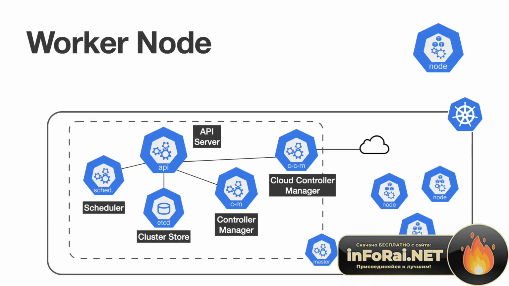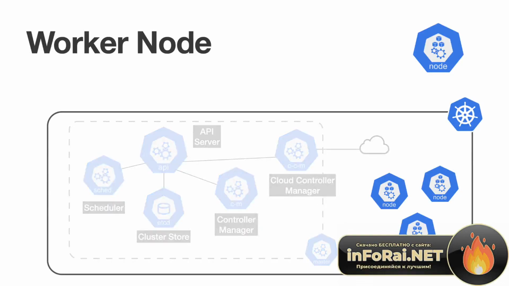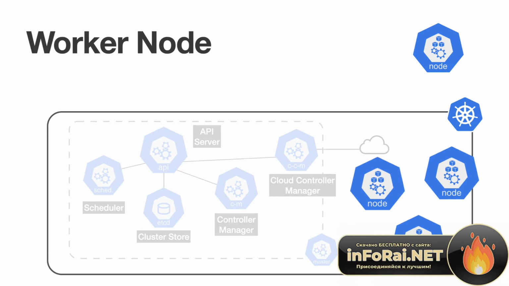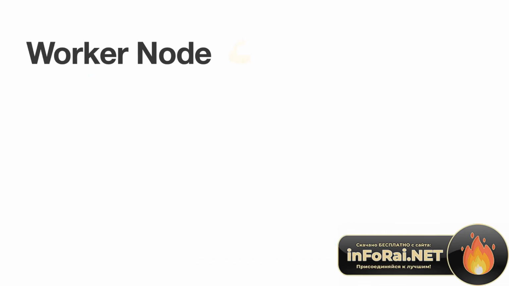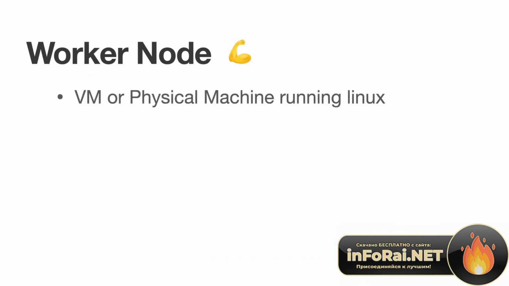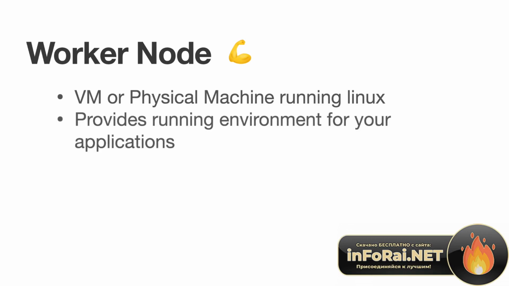So you've learned about the control plane and master node. Now let's focus on the worker nodes. As I said before, the worker nodes are where the heavy lifting work happens. The worker node is a VM or a physical machine, often running Linux. It provides the running environment for your applications.